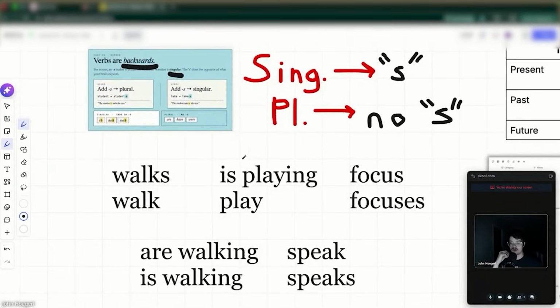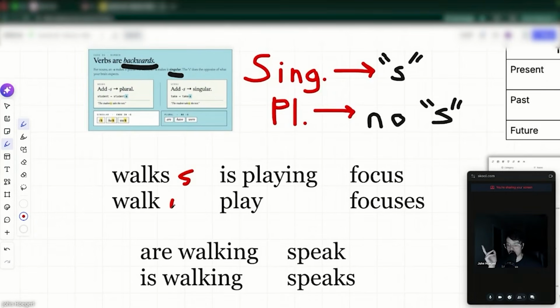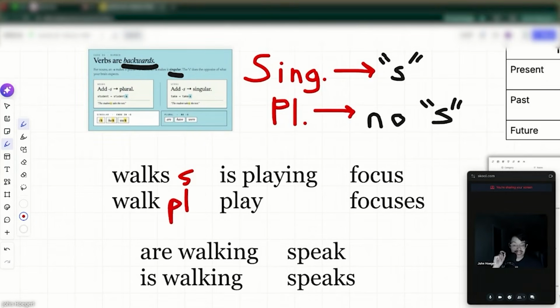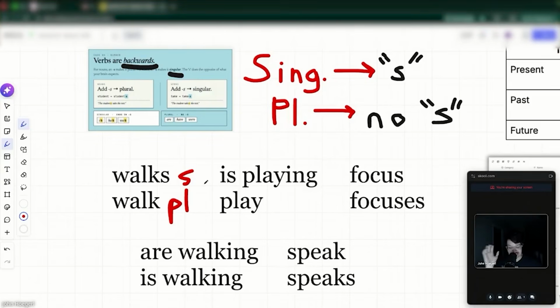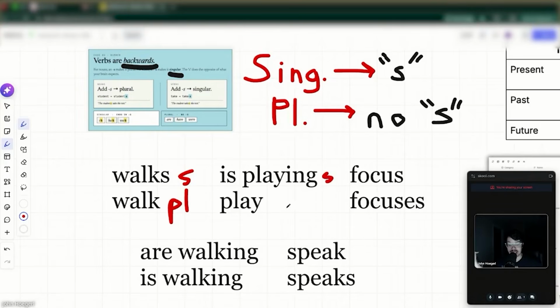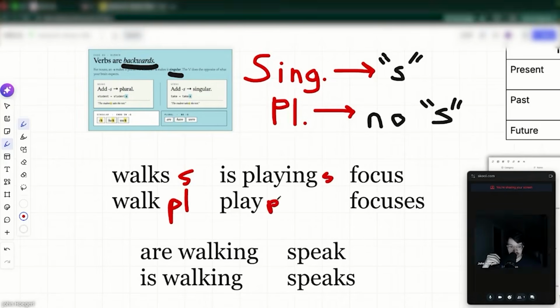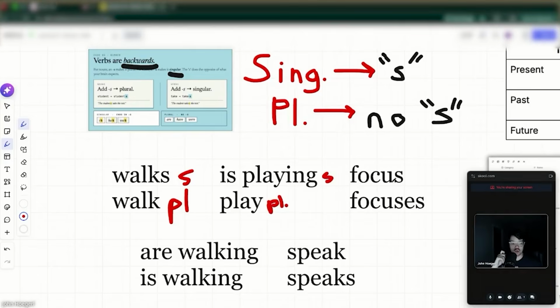Look at some examples here. Walks and walk. For this one here, walks would be the singular one, S there. Walk would be plural. Is playing and play. This shows a very important thing, which is that you only look at the first verb being given in any of these scenarios. So always you just look at the first thing. That's going to apply for pretty much every single rule shown throughout this. So keep that in mind. Is does end in S, so that would be singular. Meanwhile, play has no S in it at all, so that'd be plural. This is another weird example, the word focus.